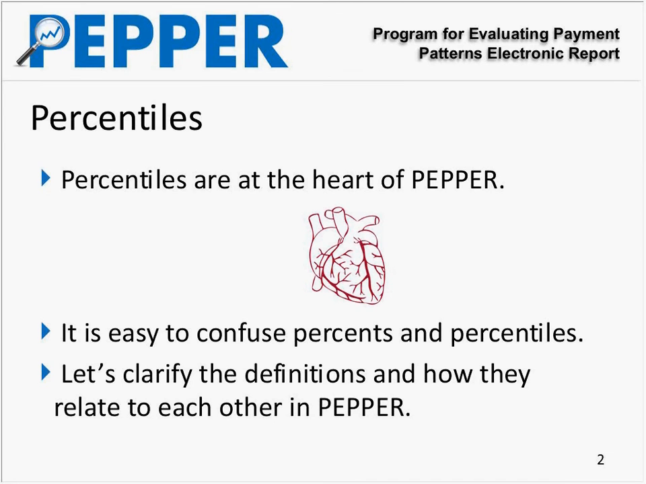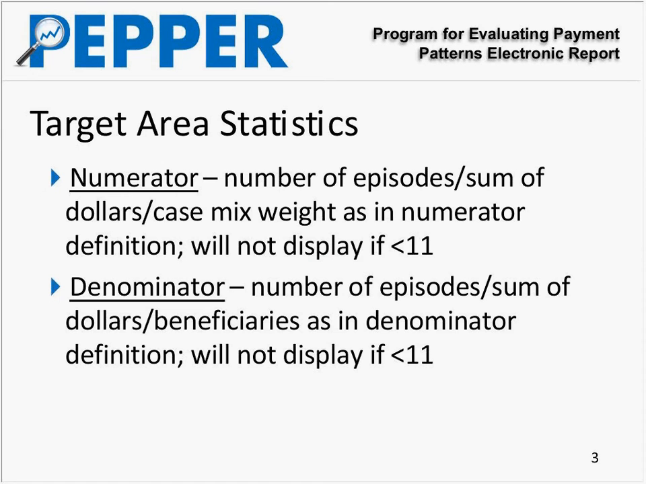Let's start with the calculation of a target area statistic. To calculate the target area statistics in the Pepper, we need a numerator and a denominator. In the Pepper, the numerator is the count of target area episodes, dollars, or case mix weight as per the target area definition. The denominator is the count of episodes, dollars, or beneficiaries as per the target area denominator definition. Remember that because we have that data restriction imposed, the numerator and denominator will not display if they are less than 11.